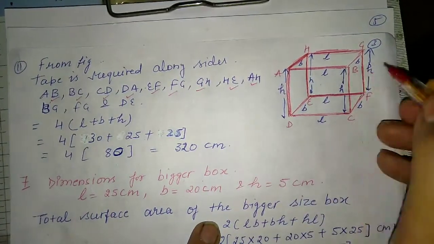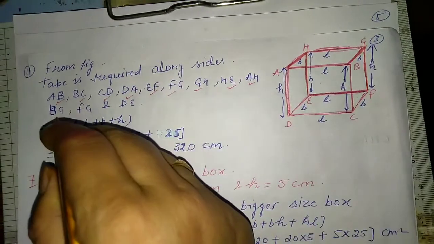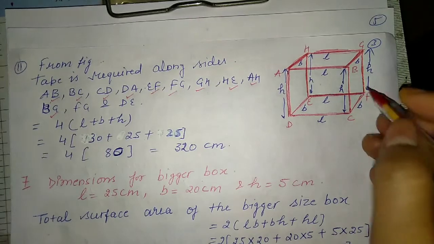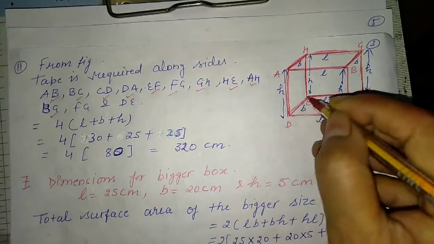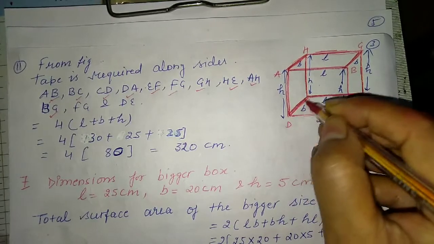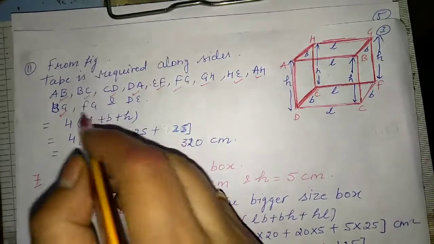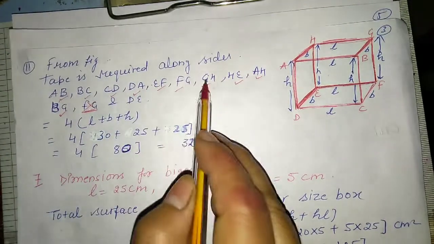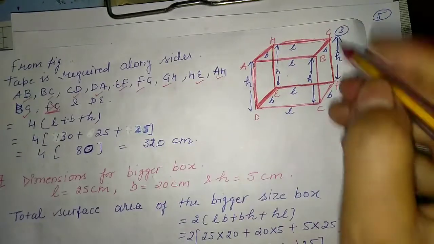Then we have BG this side. Then we have FG, DE, that is DE this side. So these are the 12 sides. FG we have written 2 times, so cut it. So 1, 2, 3, 4, 5, 6, 7, 8, 9, 10, 11. One more is left, that is BC.